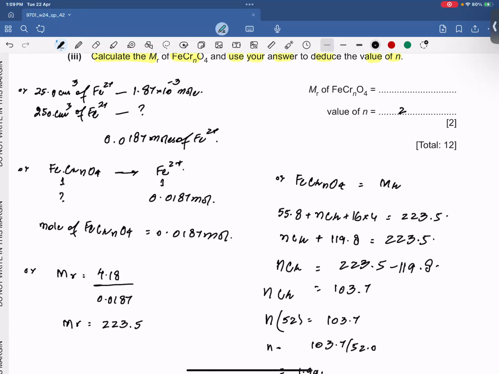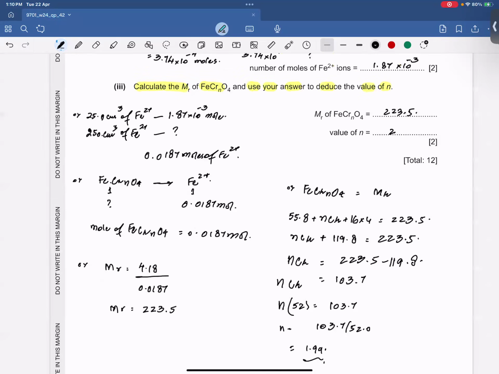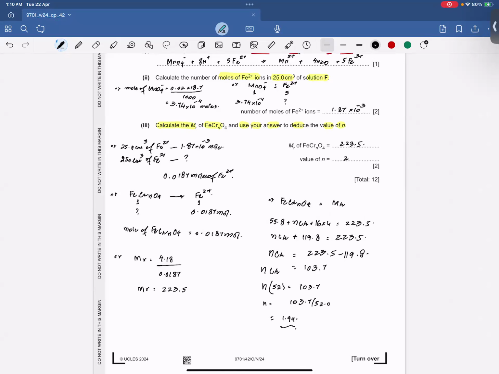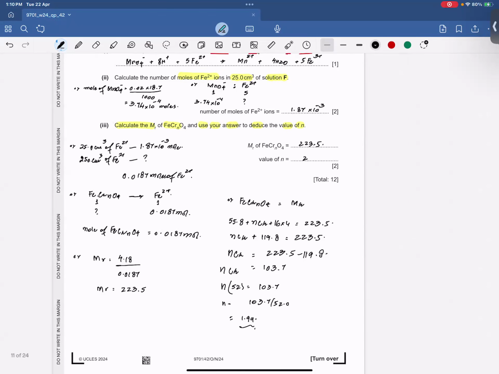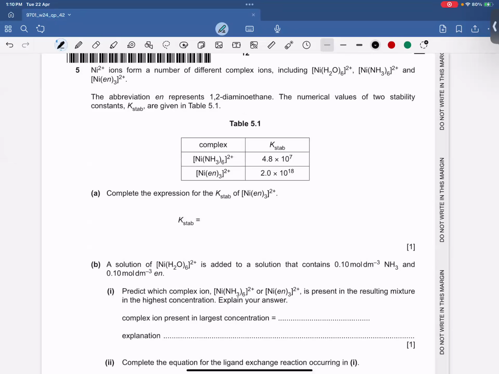And MR is going to be 223.5. I hope it makes sense to you. How did we calculate this? That's the end of this question number 4, I believe. Let's move on to question number 5.